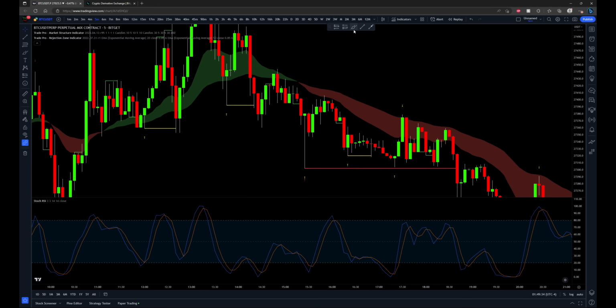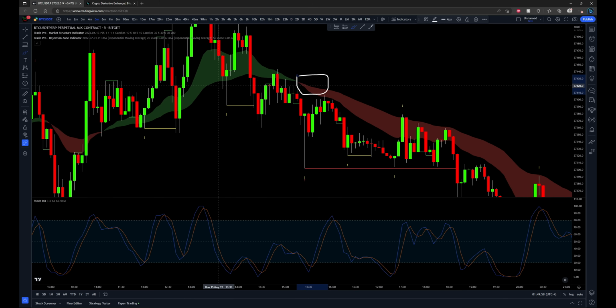I'm going to be looking for a shift in the trend, so making sure that I am trading with the trend as determined by the Trade Pro rejection zone indicator. This cloud is made up of a 20 period and a 50 period exponential moving average. If it's red, I'll only be looking to short. If it's green, I'll only be looking to go long. That's the most simple rule.